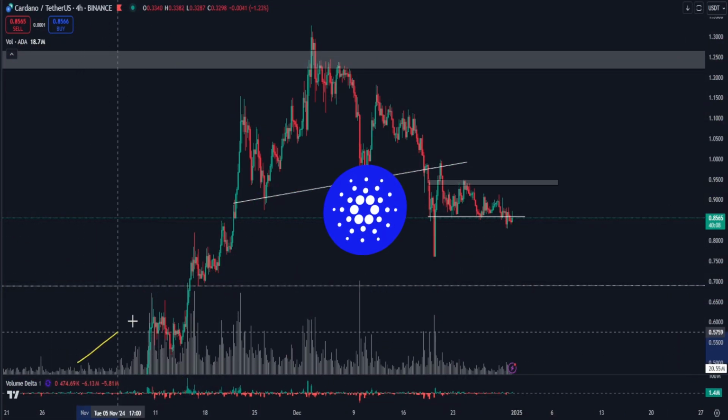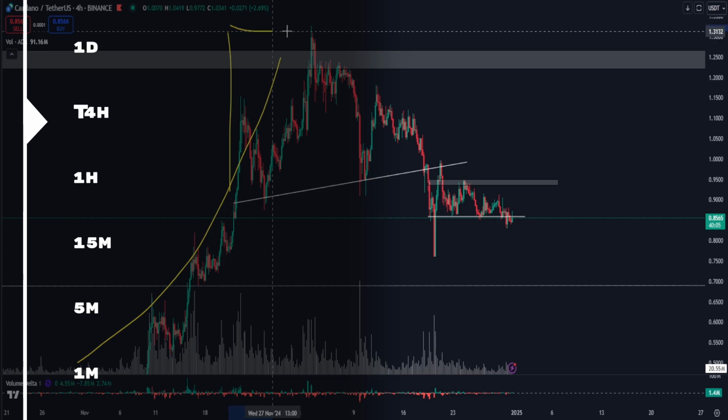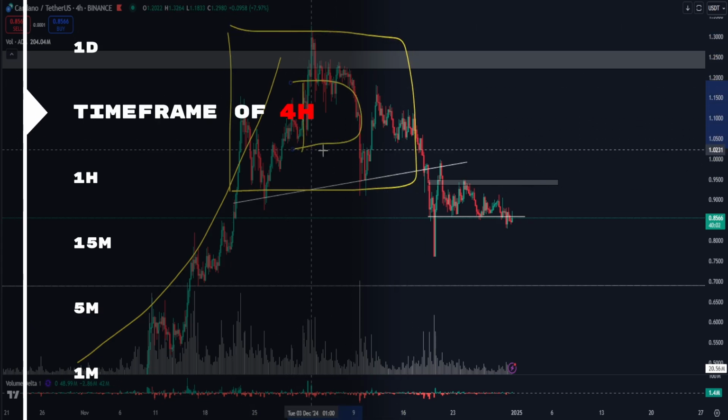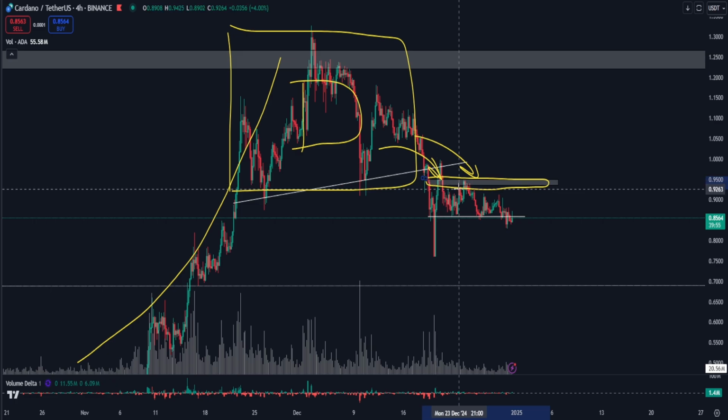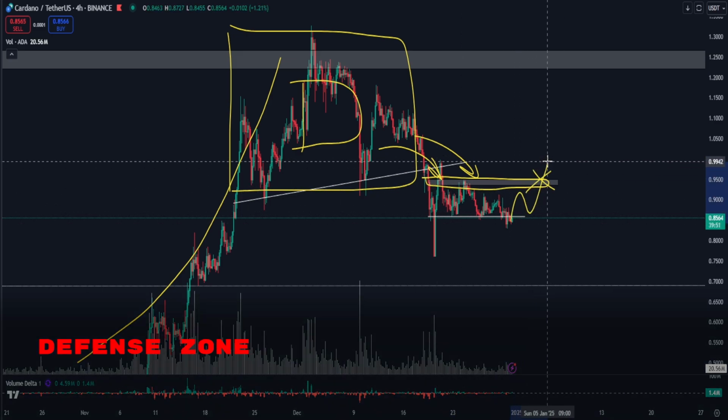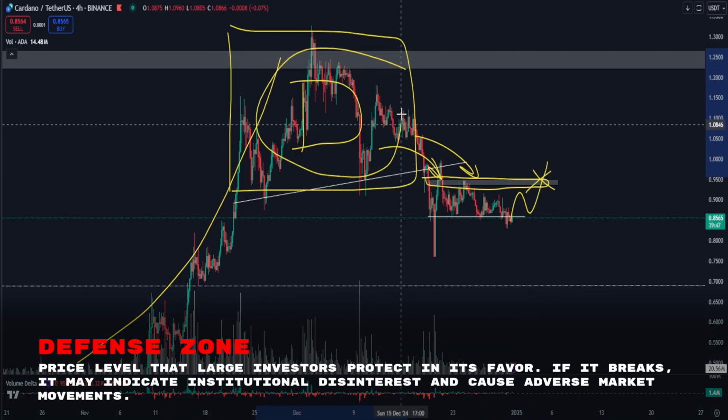Cardano, on the other hand, after its strong rallies, has also entered a distribution process, and notice how the same dynamic repeats itself. Once again, we see all the sellers defending this zone. So what are we expecting? That's right, we're expecting this defense zone to break to the upside. In other words, for these sellers to stop defending this area.